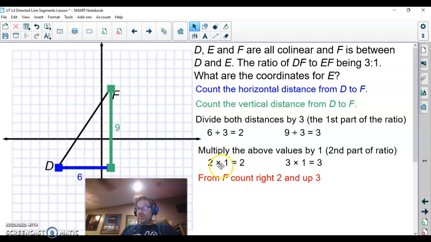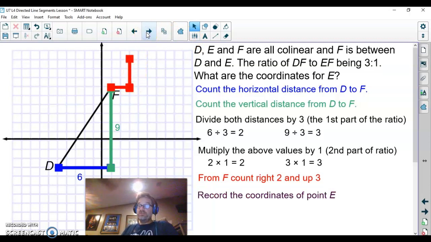We did 2 groups of 1. We did 3 groups of 1. The 1 comes from the ratio. The number of groups come from the dividing. So let's count 2 to the right, 1, 2. Let's count 3 up, 1, 2, 3. This is where E is. E is at the point from the origin, 1, 2, 3, 1, 2, 3, 4, 5, 6, 7, 8, 9.